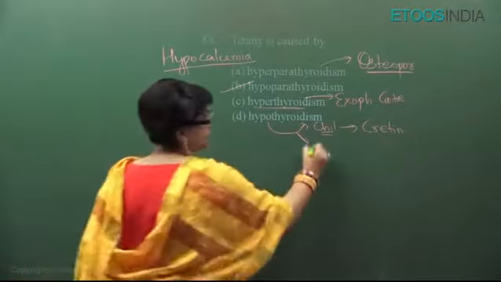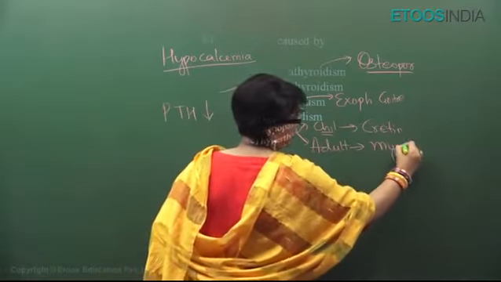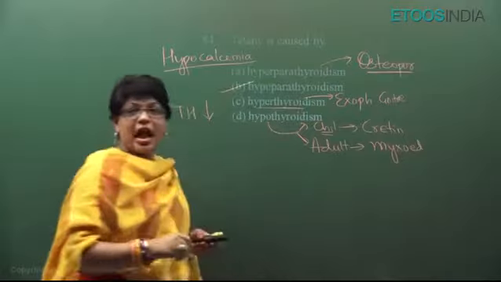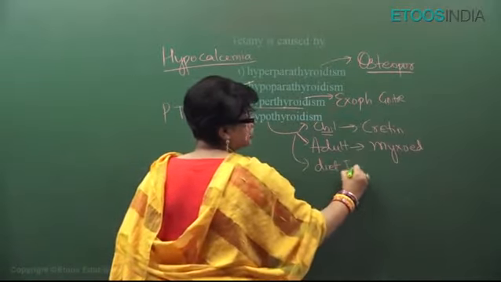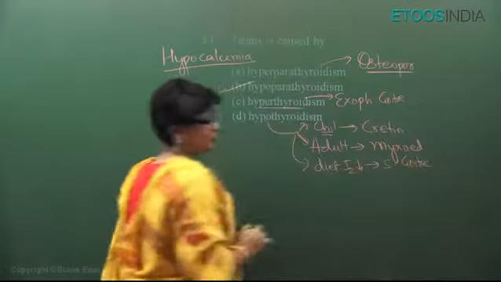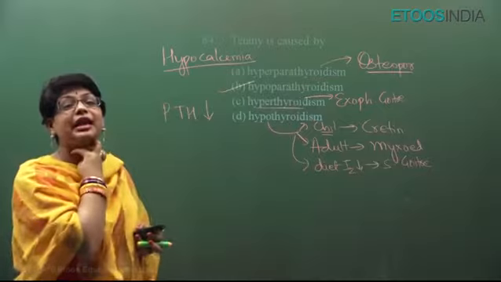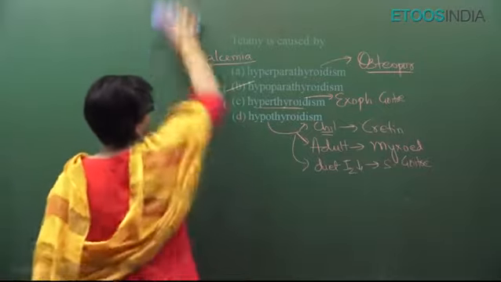And if it happens in adulthood, then it causes myxedema. And if it is because of deficiency in diet, iodine deficiency in diet, then it leads to simple goiter. The thyroid gland gets enlarged in the form of goiter. Anyways, here the answer is option B.